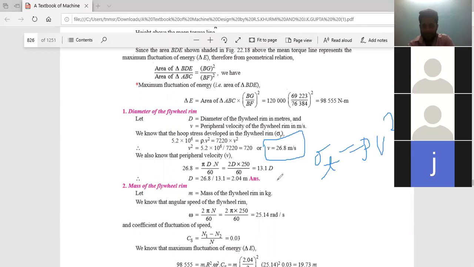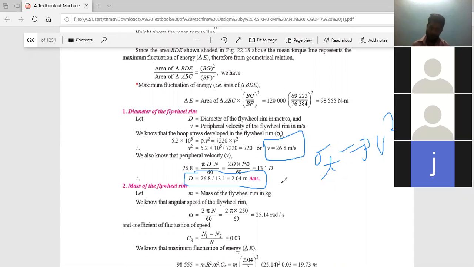Now you can write V as pi D N by 60. N is given. Substitute this expression and you can get the value of D. So the diameter of the flywheel rim is 2.04 meter. First part of the answer. Is it clear?